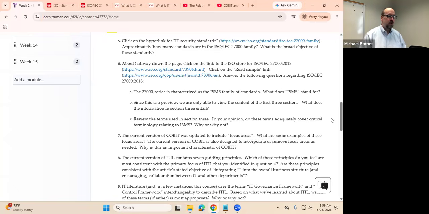All right. So that leads to the next question, and I'm sticking with core in this one. In your opinion, do these terms adequately cover critical terminology related to ISMS? Why or why not? You said, yeah, relevant, it's relating to risk and security, it talks about how organizations should be governed and managed, and it has terminology for information security. Yes, and it's really important to understand that the contextual definition is what's important here. If we're talking about information technology governance, then the terms need to be defined in terms of information technology governance.